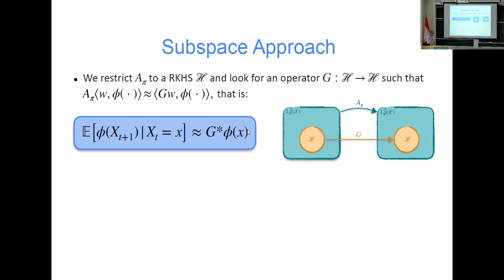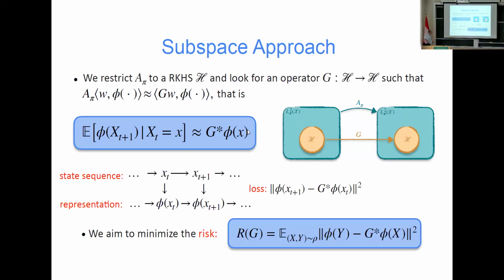Okay, we don't know the invariant distribution, so this is our working space. This is a reproducing kernel Hilbert space, okay? Now, going back to the previous equation, if the transfer or Koopman operator is approximately equal to this, then what we are looking for is the operator G such that its adjoint acting on this set of basis functions models the conditional expectation.